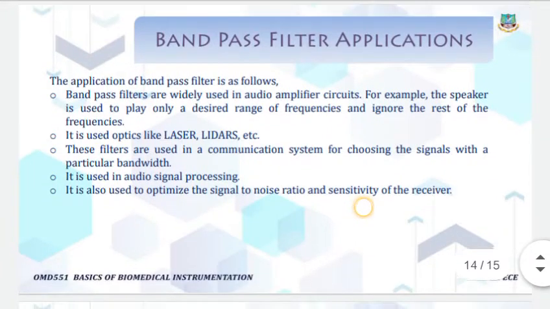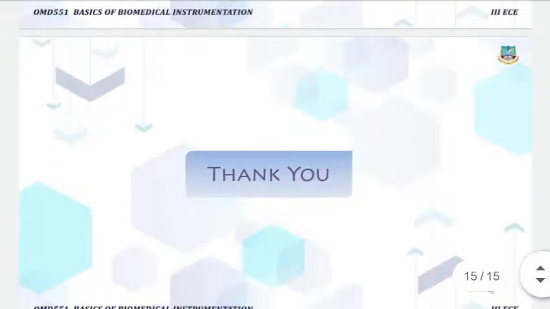These are the applications of the bandpass filter. It is widely used in audio amplifier circuits. For example, the speaker is used to play only a desired range of frequency and ignore the rest of the frequency. It is used in optics like laser. Okay, these filters are used in communication systems for choosing the signals with a particular bandwidth. It is used in audio signal processing. It is also used to optimize the signal to noise ratio and sensitivity of the receiver. Okay, hope you all understand.